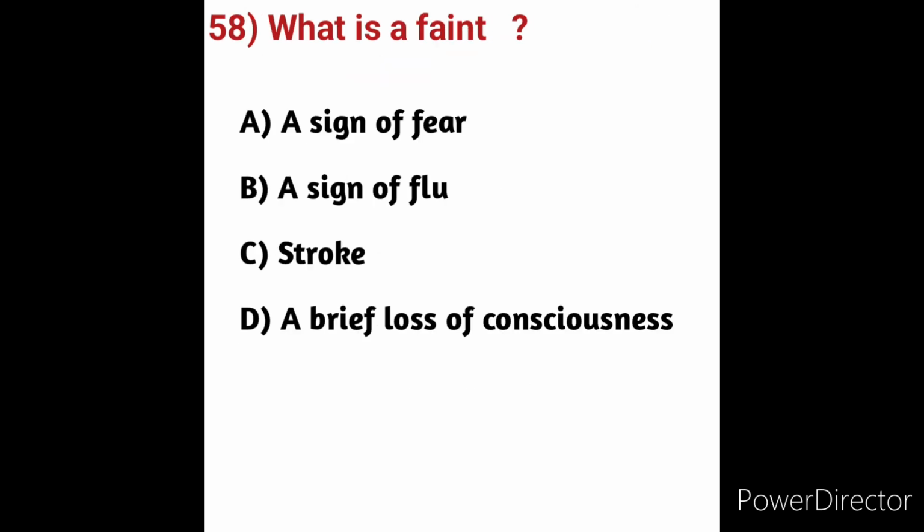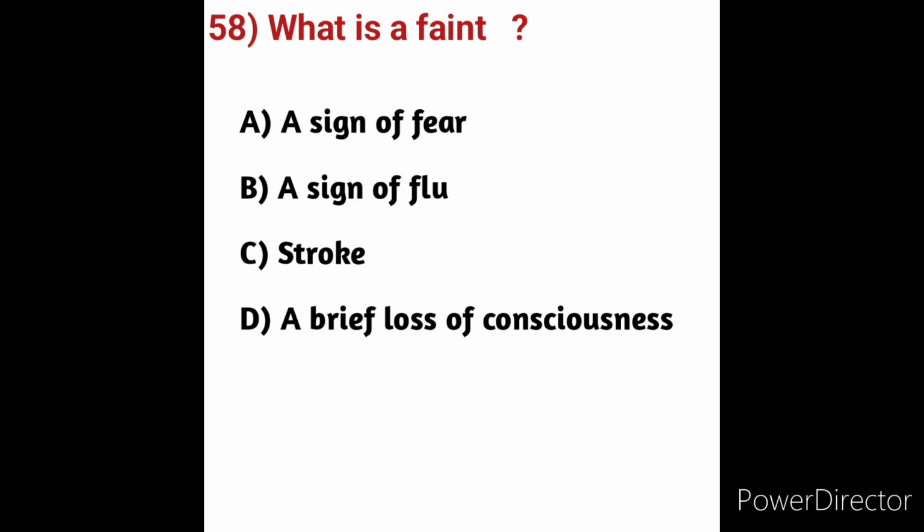What is faint? What is the meaning of faint? We will see here option A, a sign of fear. Option B, a sign of flu. Option C, stroke. Option D, a brief loss of consciousness. Faint means fainting. Fainting is when someone briefly becomes unresponsive because there is not enough blood flowing to the brain. When someone faints, their pulse will slow down but usually picks up and returns to normal soon after.